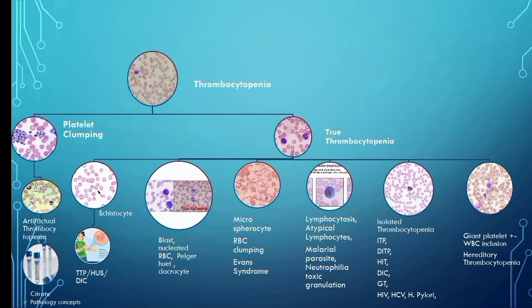We first study the RBC morphology. The presence of RBC fragments known as schistocytes is indicative of TTP, HUS or DIC. I have described TTP and HUS in a detailed video in Approach to Hemolytic Anemia. The link is in the description below.